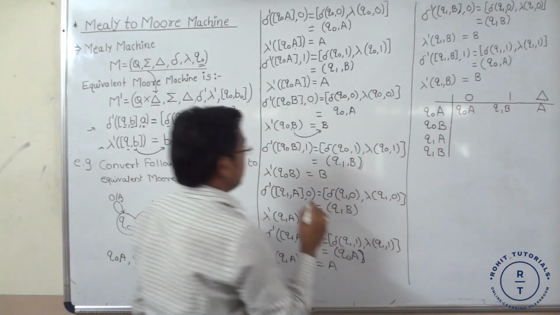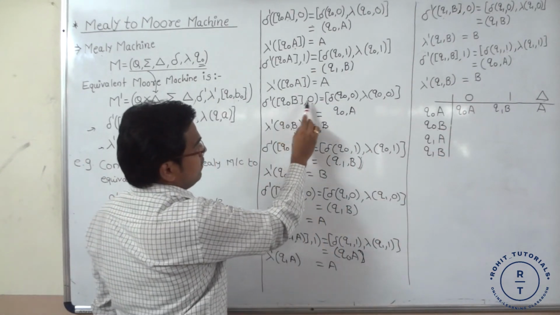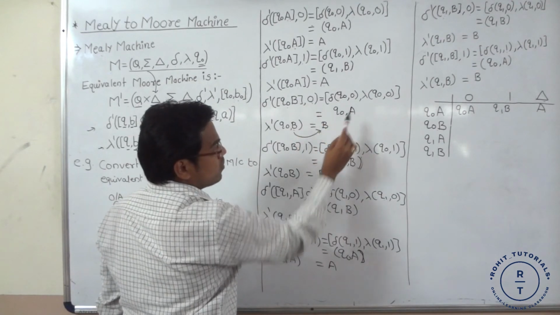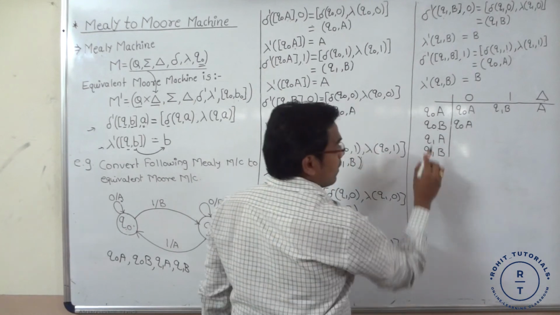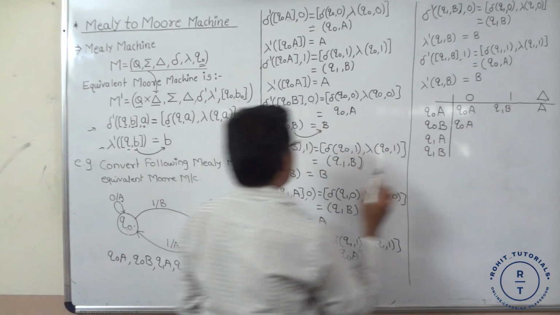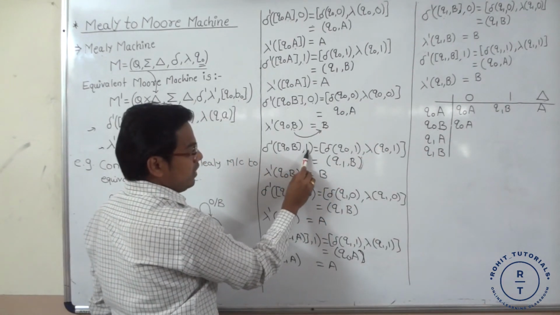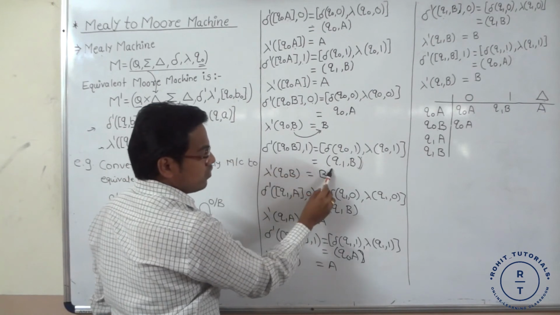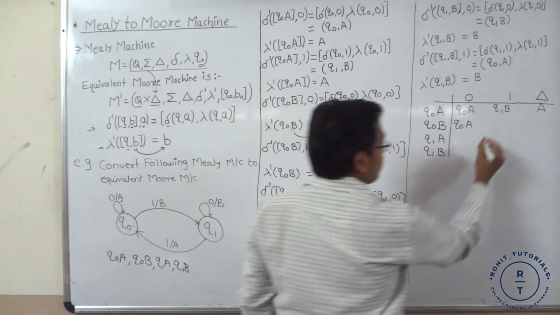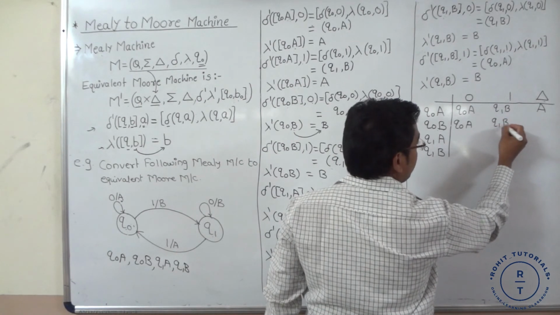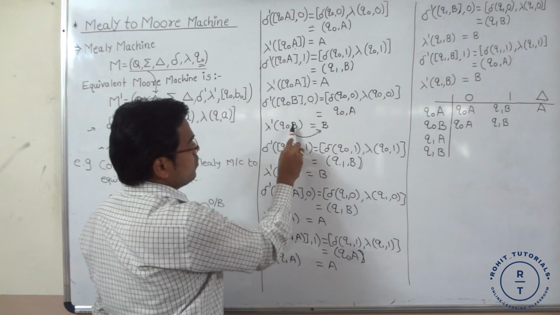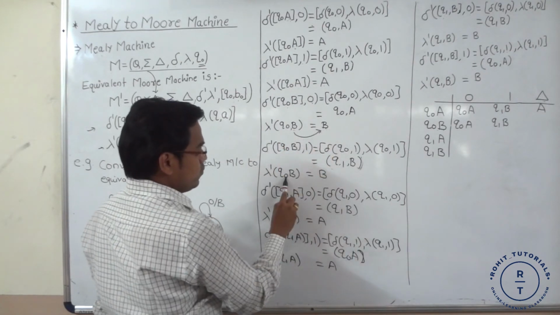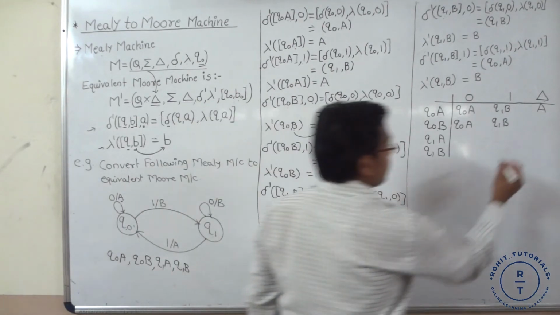Q0B, when 0 occurs, it goes to Q0A state. Q0B, when 1 occurs, the transition goes to Q1B state. At Q0B, what is the output? Q0B output is B.